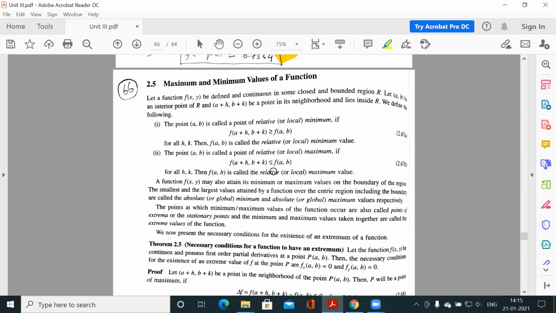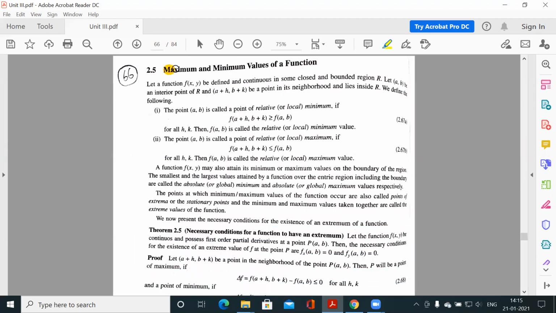In the coming lecture we will discuss the maximum and minimum values of a function, that is, how to find the maximum value of a function and the minimum value of a function.